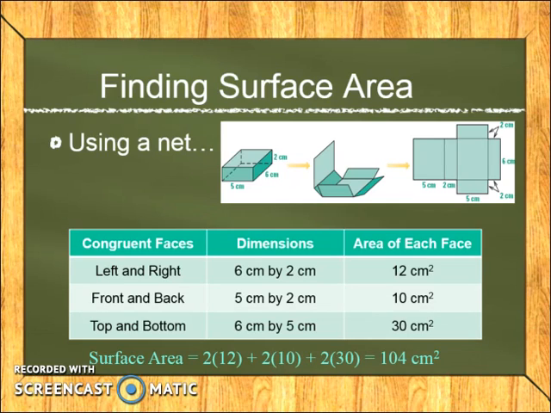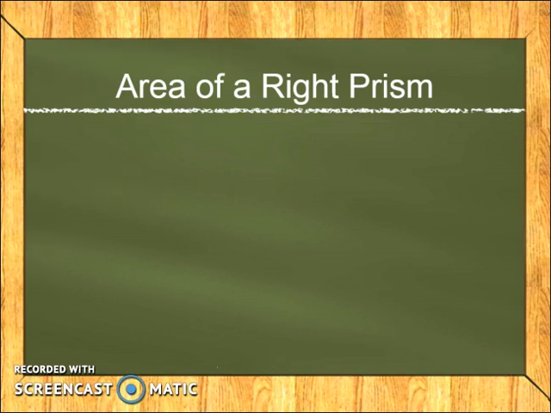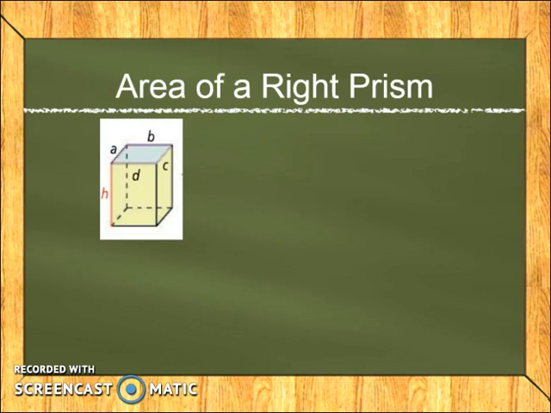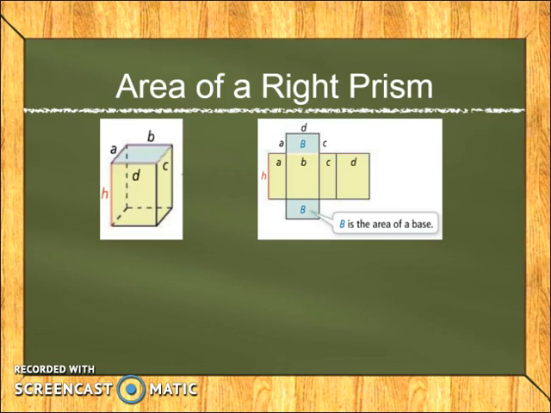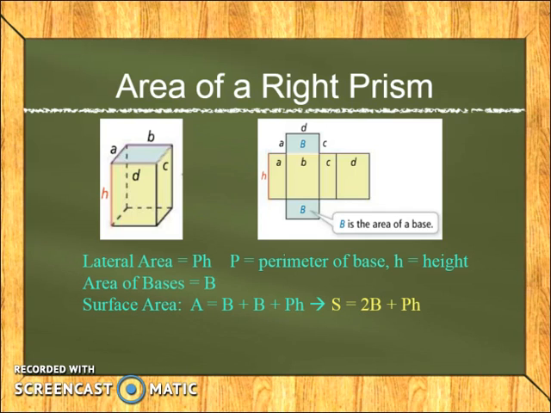There's a formula for it that pulls all of these ideas together, and so we're going to find the area of a right prism. So here's our prism. H is the height of the prism, where our 4 sides are the sides of the base. If we unfold it like this, we have 2 bases, and one big rectangle created by all the lateral faces. So the lateral area is the perimeter times the height of the prism. And that creates that whole rectangle, right? A plus B plus C plus D, that's the perimeter, times the height.